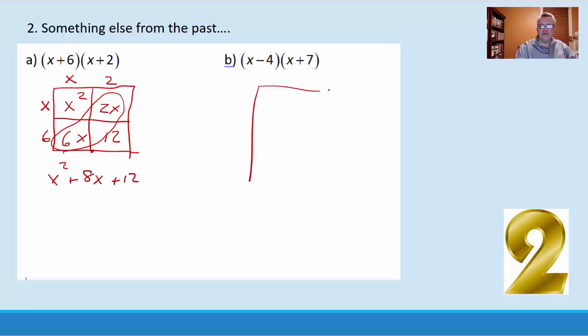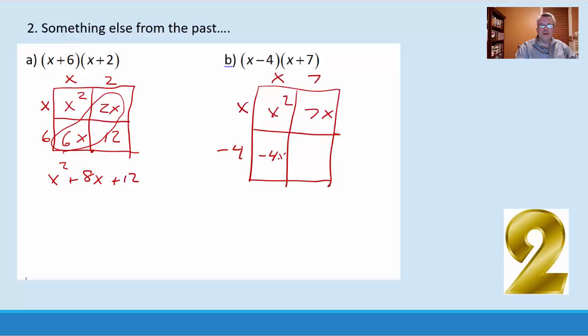Okay, let's do this one. This one has a negative, but that's no problem. I'm going to draw a 2 by 2 box because this has two terms and this has two terms, and we're multiplying them together. Okay, x times x is x squared. X times 7 is 7x. We get a negative 4x here. And negative 4 times 7 is negative 28.